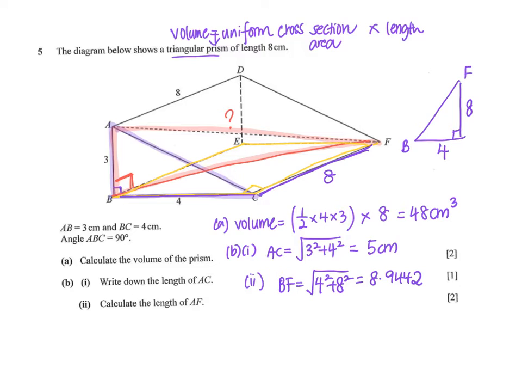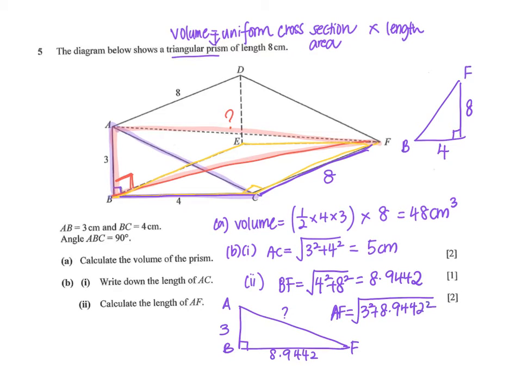8.9442 cm. Now that I know the base BF, I have my vertical side AB here, which is 3 cm. B to F is now found to be 8.9442, and I need to find the length AF. How do I find AF now? I'm going to use the Pythagoras theorem again, and we will have 3 squared plus 8.9442 squared to give us the answer 9.4339, rounded off to 9.43 (3 SF) cm.